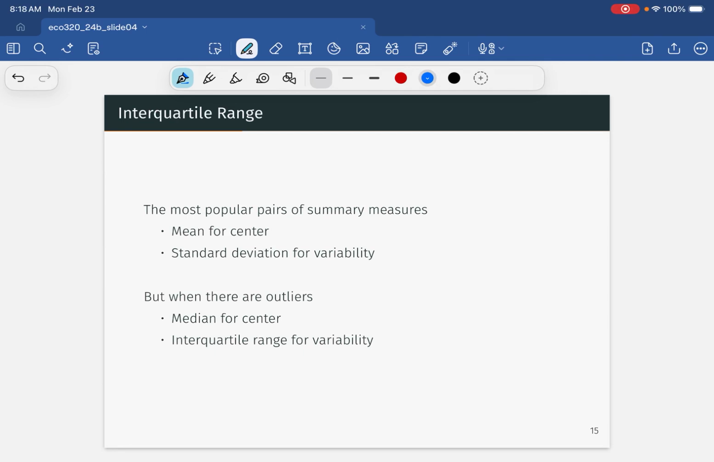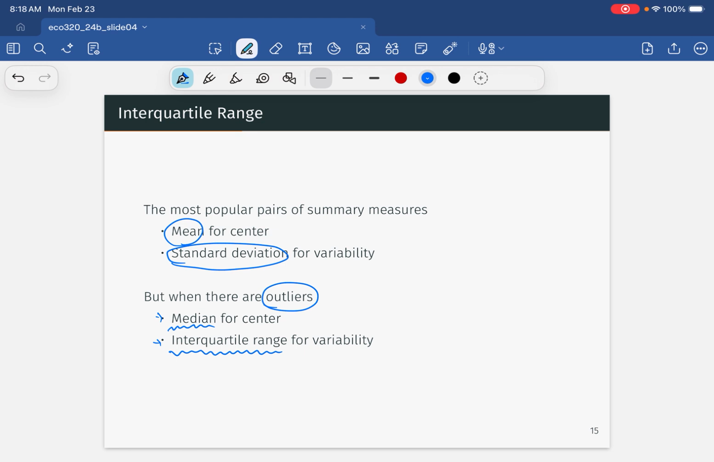Okay, we learned interquartile range. But actually, interquartile range is an important measure, but the most popular pairs of summary measures are mean and standard deviation, right? What I wanted to say here is interquartile range usually pairs with the median, and these two are mainly to handle outliers. When you expect outliers, then the median and interquartile range could be good alternatives to the mean and the standard deviation.